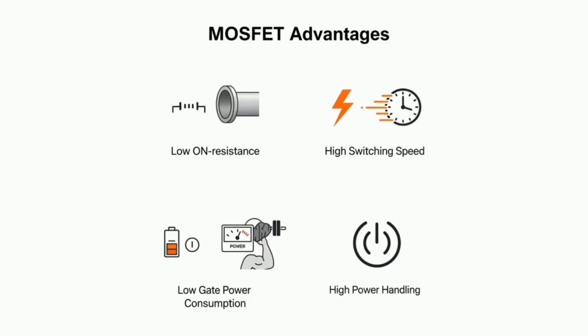2. Birth of the MOSFET. The breakthrough came in 1959 when Dawon Kahng and Martin Atalla, also at Bell Labs, developed the first working MOSFET. Their innovation was the use of silicon dioxide, SiO2, as an insulating layer between the metal gate and the silicon channel. This design allowed the device to be controlled by voltage rather than current, dramatically reducing power consumption.